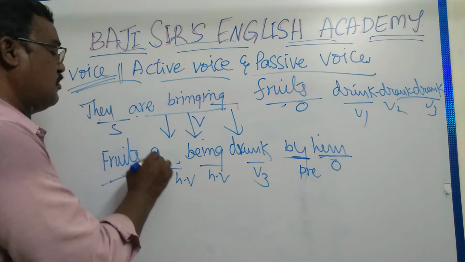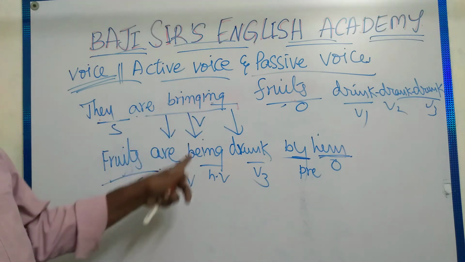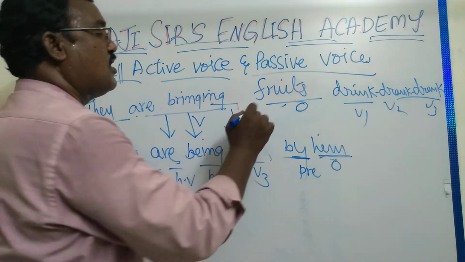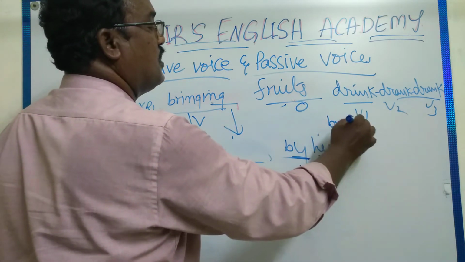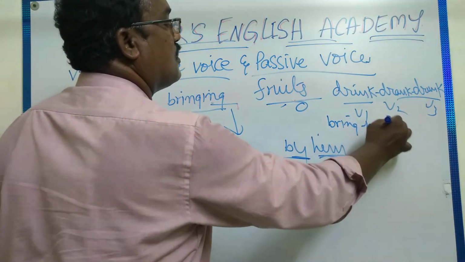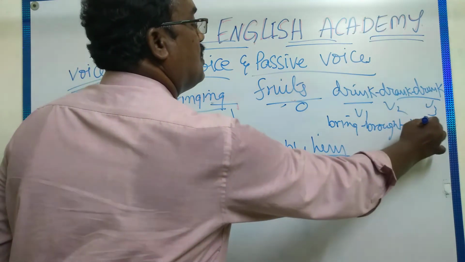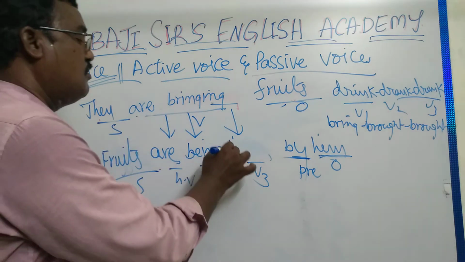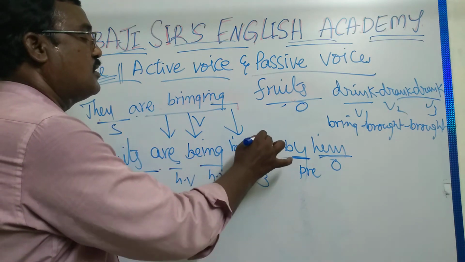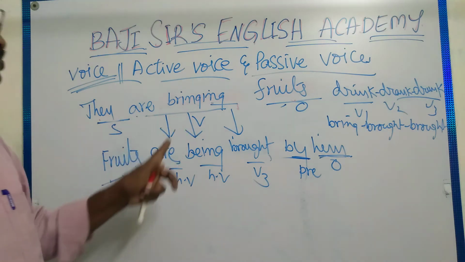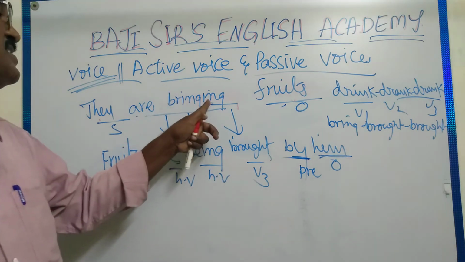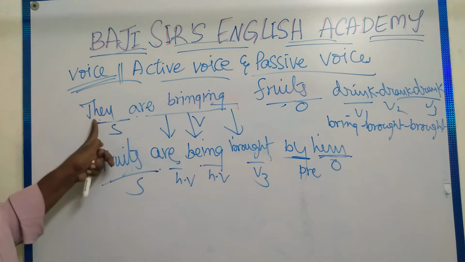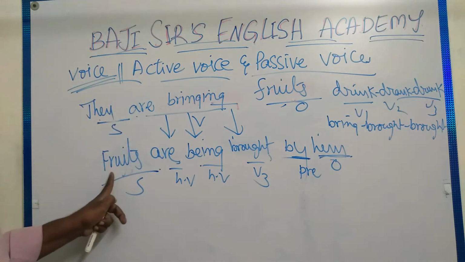Here present be form, present be form. So bringing is there, ing, being we have right. V3 form: bring, brought, brought. So here, bringing will become brought. Now see here, 1, 2, 2 become 1, 2, 3. So ing form is there, being we have to take. Present tense is there, present be form we have to take. They means plural, here are. Here fruits means plural, are.